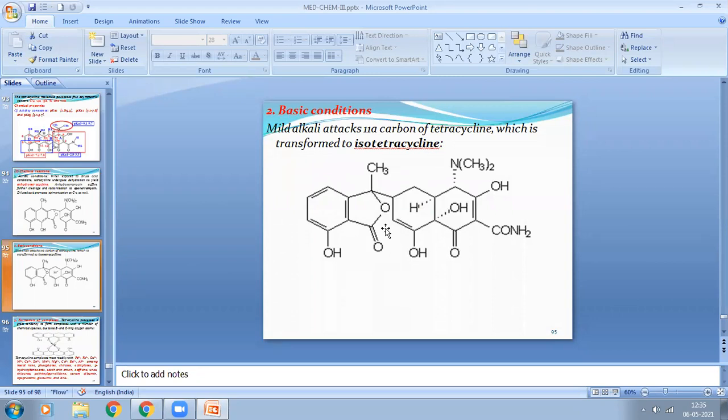So in case of acidic condition, first of all it will undergo dehydration to form anhydrotetracycline or epiterramycin. Subsequently, that epiterramycin undergoes cleavage and lactonization to form the lactone form or epimer. And in the mild alkali solution, it will form the isotetracycline. This is the structure of the isotetracycline.